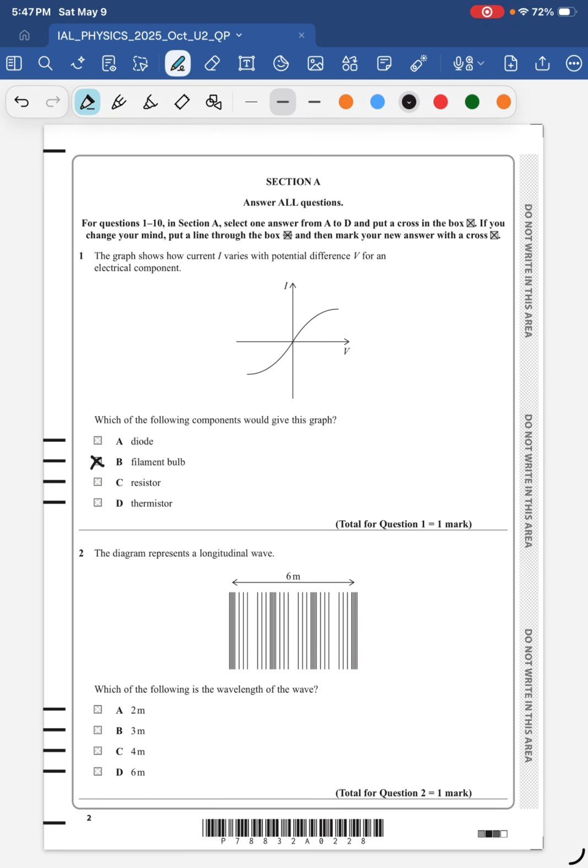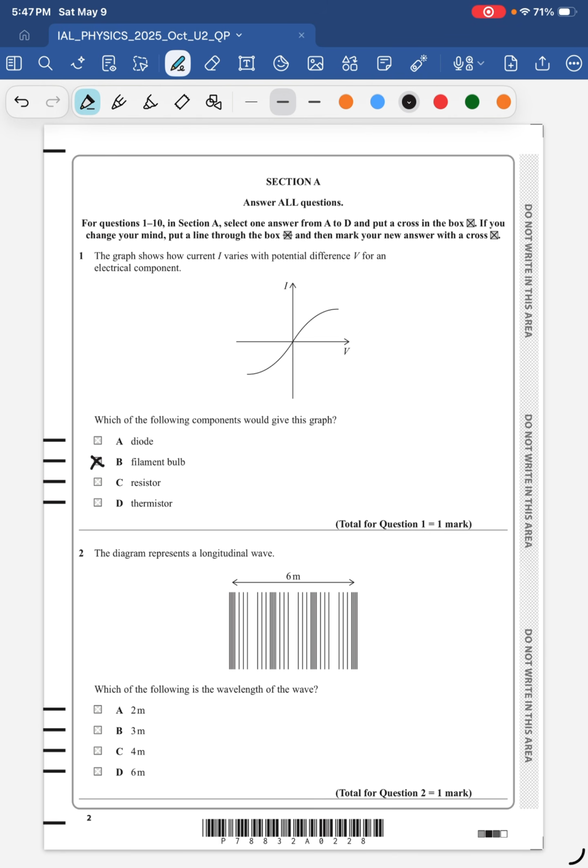So let's move on. Now it bothers me, the thermistor would show a lot of increase in the current as the voltage increases, because it will heat up, so more conduction electrons will make it into the conduction band of that material, so we'll have a lot of current. So yeah, D is wrong as well. So let's go to number 2.